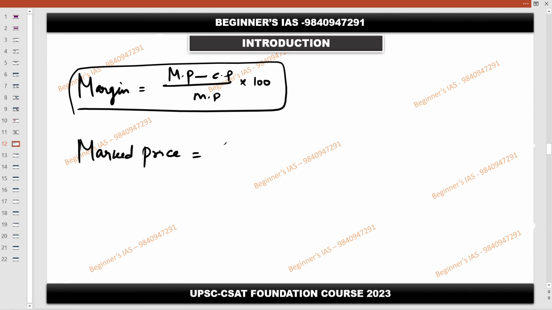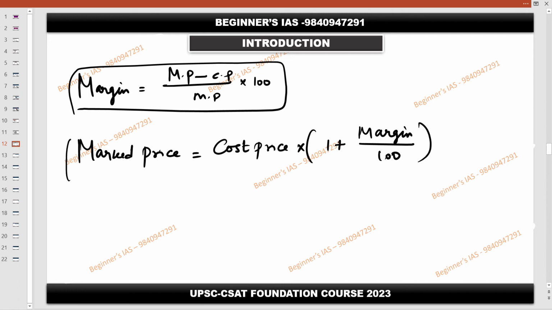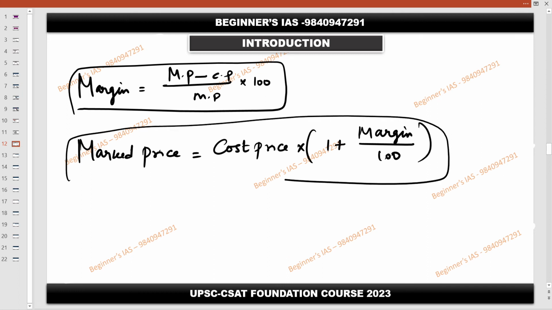Marked price is nothing but the cost price into 1 plus margin by 100. So take this one. Marked price is equal to cost price into 1 plus margin by 100.